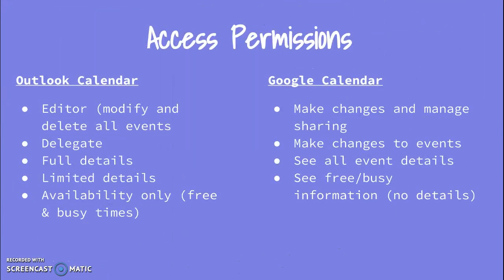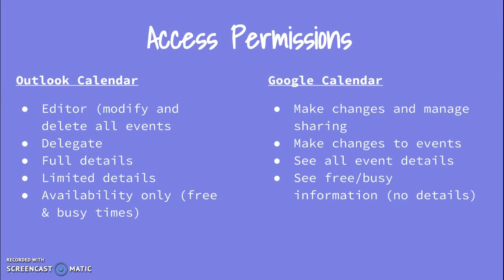Access permissions. Outlook Calendar is accessed by the editor. They can modify and delete all events. They can delegate. Full details are available. Limited details are also available. And we can see availability as free and busy times.